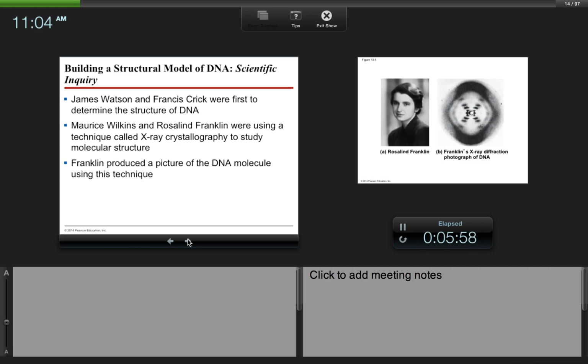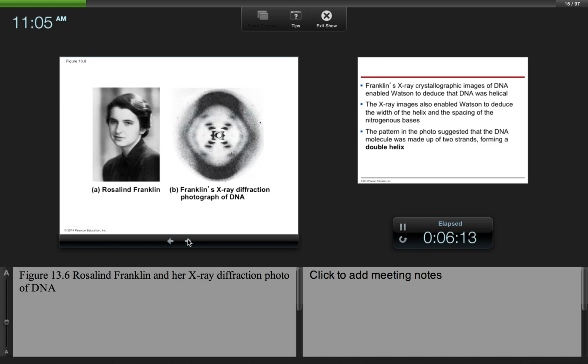James Watson and Francis Crick were first to determine the structure of DNA. Maurice Wilkins and Rosalind Franklin were using a technique called X-ray crystallography to study molecular structure. Franklin produced a picture of the DNA molecule using this technique. Here she is, and here is her photograph of the DNA.